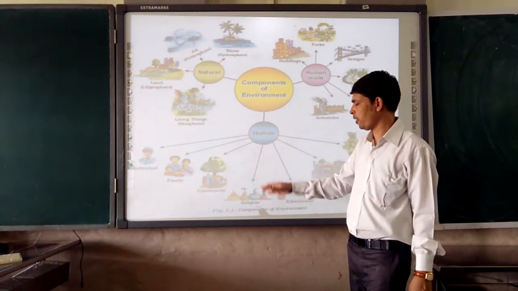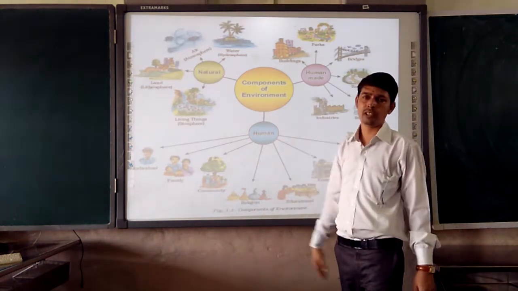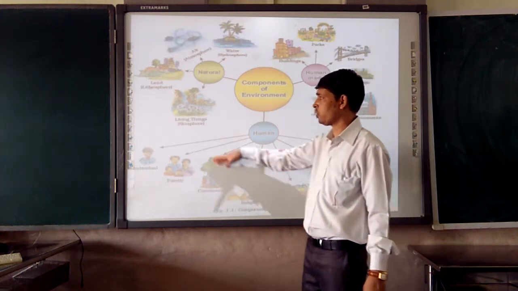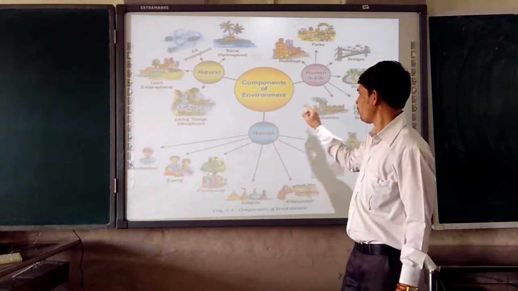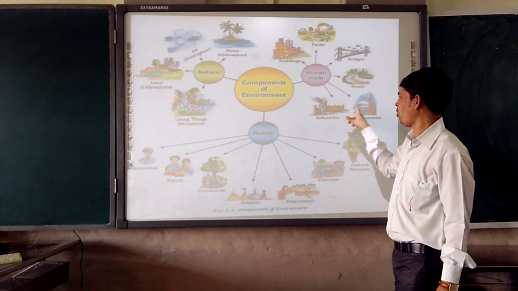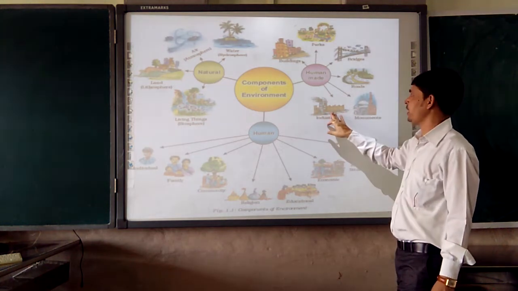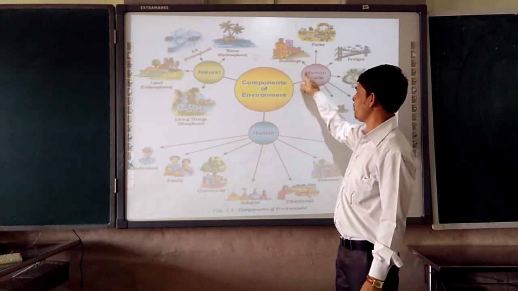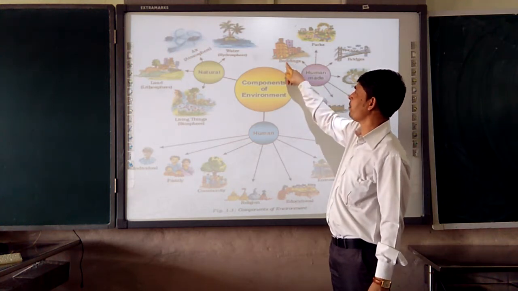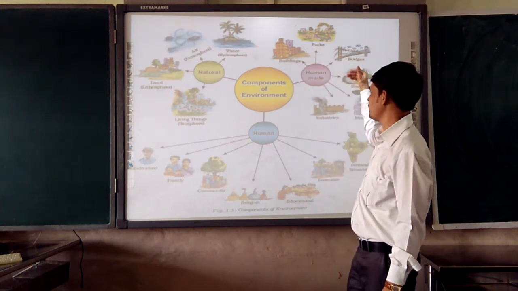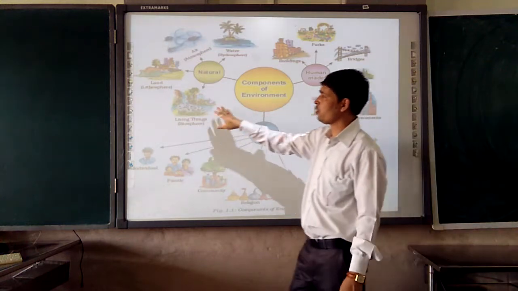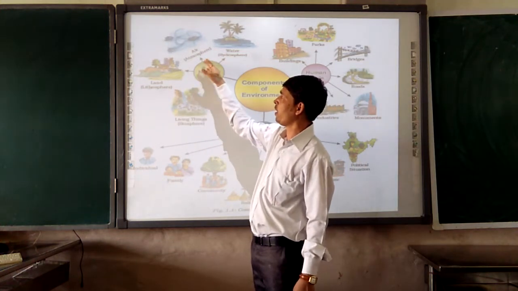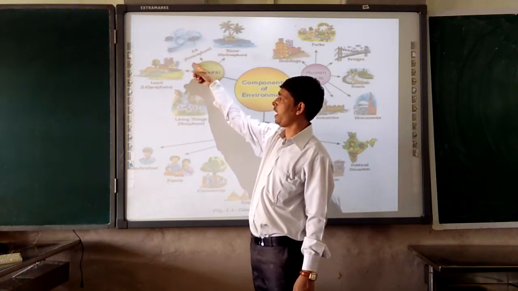This is about drawing the diagram of components of environment. You have to draw this whole diagram, but you do not need to draw the photographs. The monument, the industry, the road, the bridge, the park, the building: you should just make a circle, make an arrow and write building, park, bridges like that. In that also you should not draw anything. You should just make an arrow and write water, air, atmosphere.